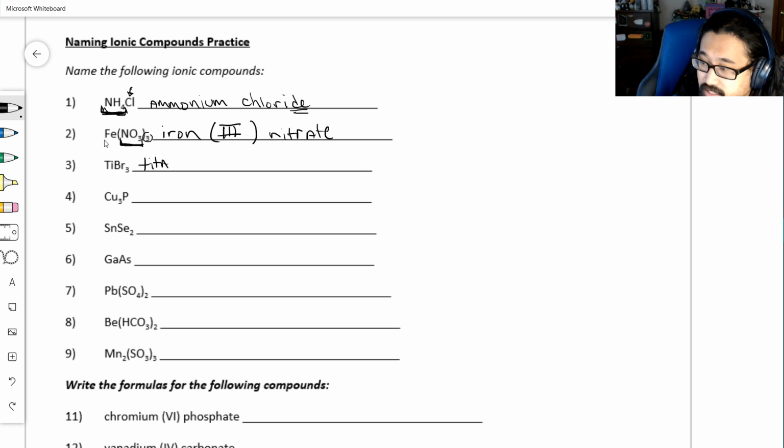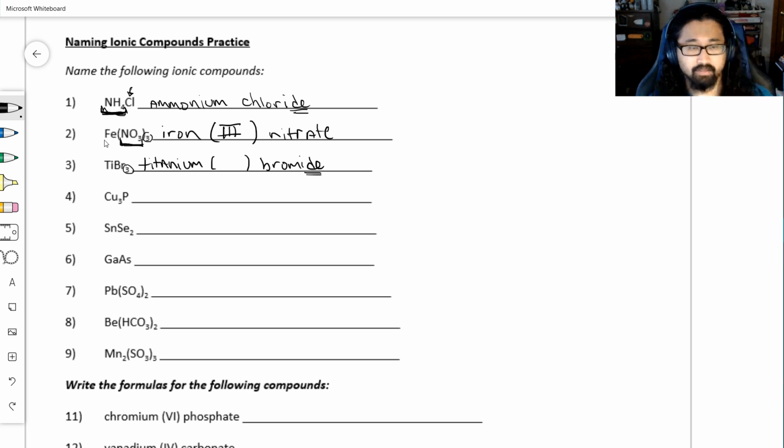Ti is titanium. It needs parentheses. Titanium actually I think has 3 options also. And this is bromide because, right, that IDE ending for the non-metal. Now, I do have to keep in mind that I have 3 of them. If I look up bromine, the only negative charge is -1. Because I have 3 of them, that's a total negative charge of -3. I need to cancel it out, so I need the titanium to be 3.